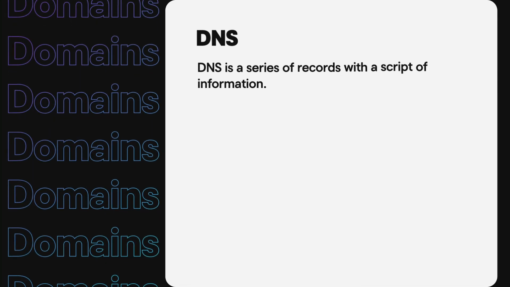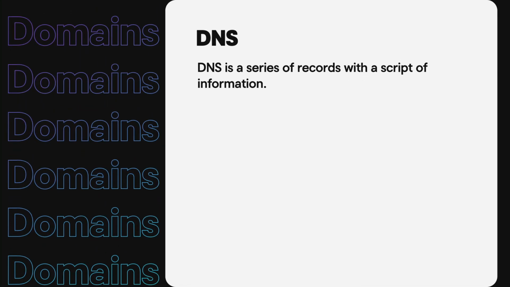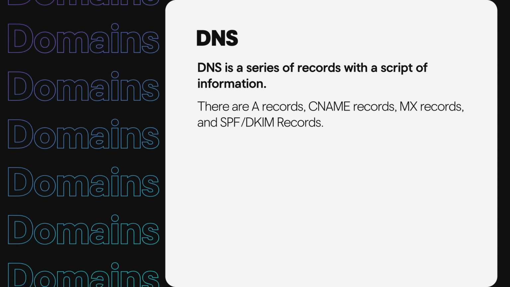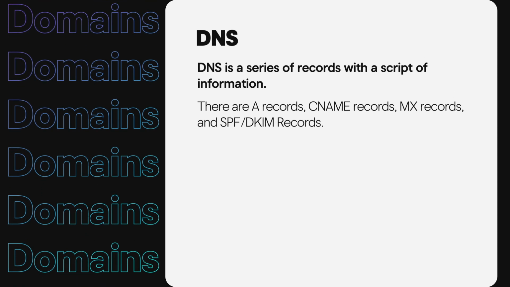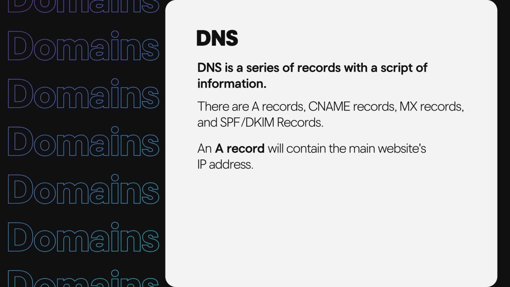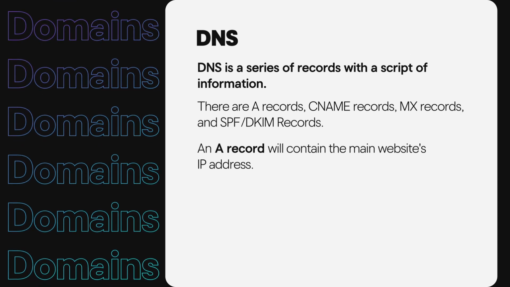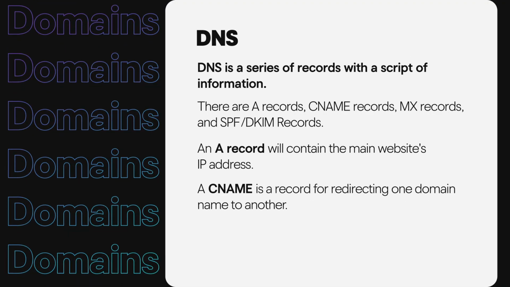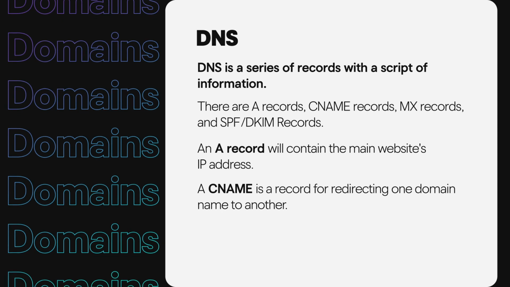DNS is a series of records with that script of information. There are A records, CNAME records, MX records, and SPF and DKIM records. An A record will contain the main website's IP address. This IP address isn't hard to find. It should be inside your hosting account or listed along with instructions from your web hosting company about setting up your domain name. A CNAME is a record for redirecting one domain name to another. Think of it like an alias.